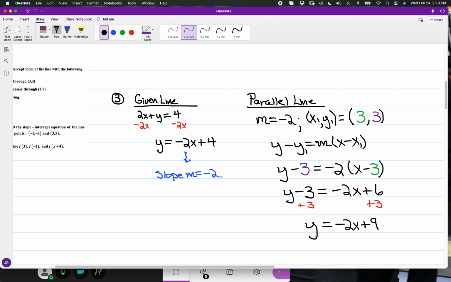Okay, so again, we had the slope at negative 2, and for y at 3, the left hand side of the equation is at 3, and I want the right hand side of the equation to be as well. So with x also at 3, we have negative 2 times 3 is negative 6, and in turn negative 6 plus 9 is equal to 3, so both sides equal to 3.